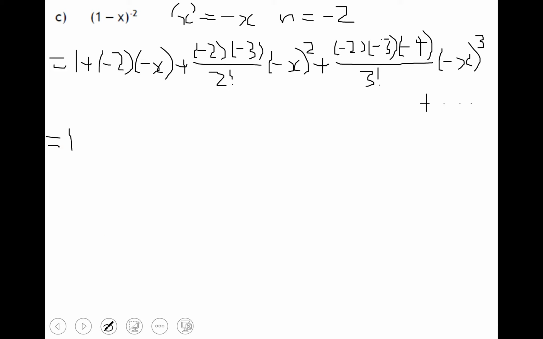So simplifying, minus 2 times minus x is plus 2x. Minus 2 times minus 3 is 6, over 2 factorial is 3. Minus x all squared is x squared, so we get plus 3x squared. Minus 2 times minus 3 times minus 4 gives us minus 24, over 3 factorial gives us minus 4. Minus x all cubed is minus x cubed, so the minuses cancel to give a plus, and we get plus 4x cubed, plus dot dot dot.